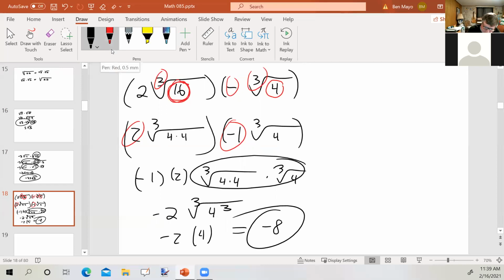The key was, since my index was a 3, I was trying to make cubes, and I thought, oh, there, that would be 3 4s under a cube root index. Okay, we all right? I guess so. Okay.